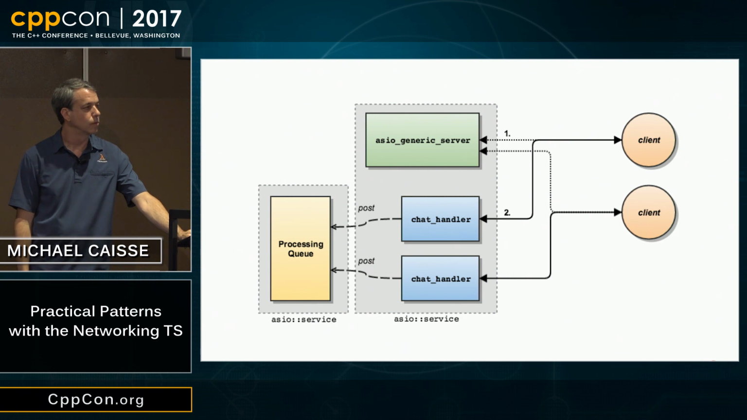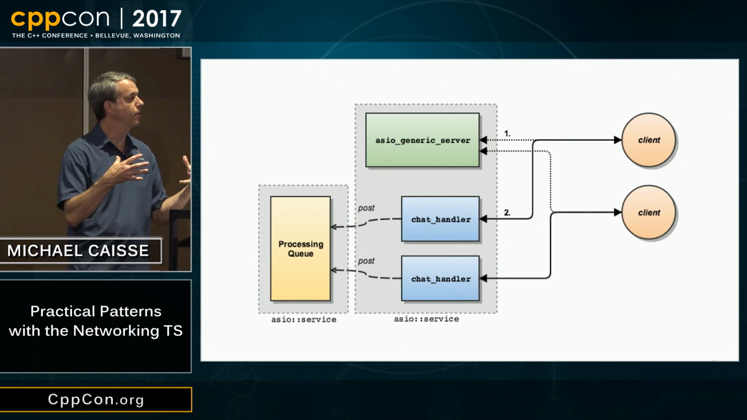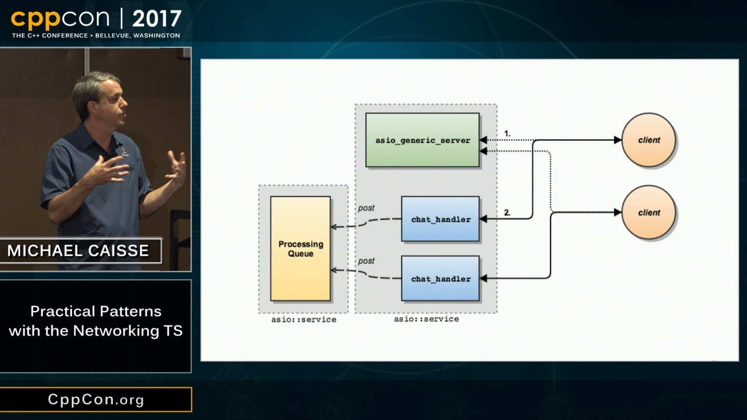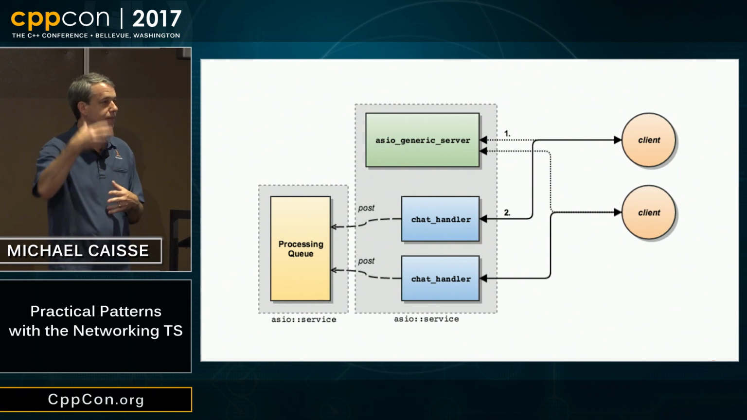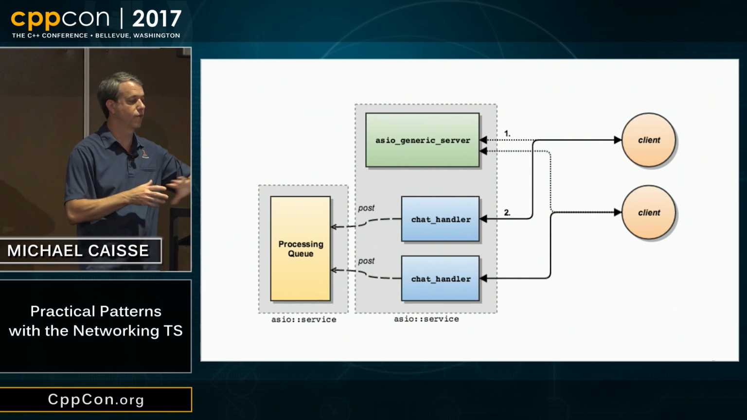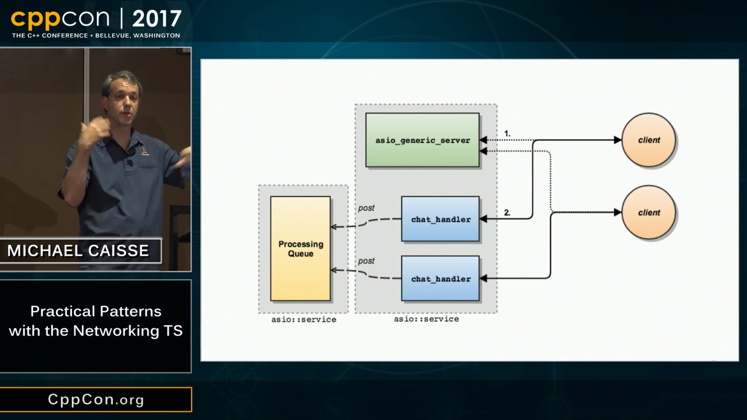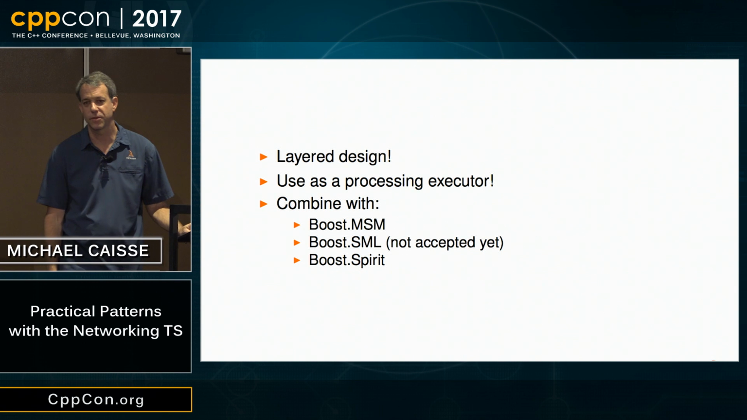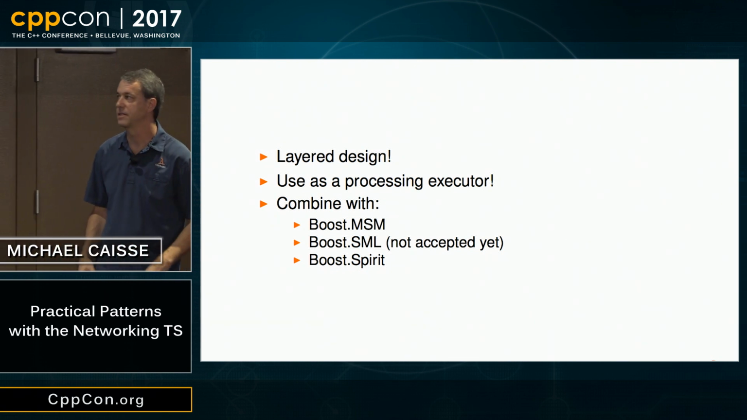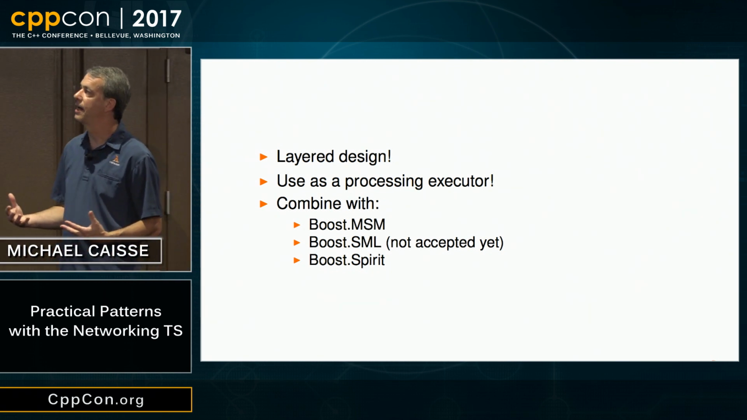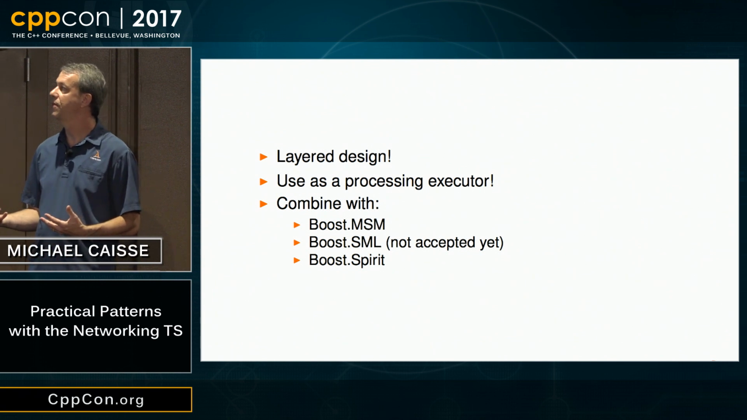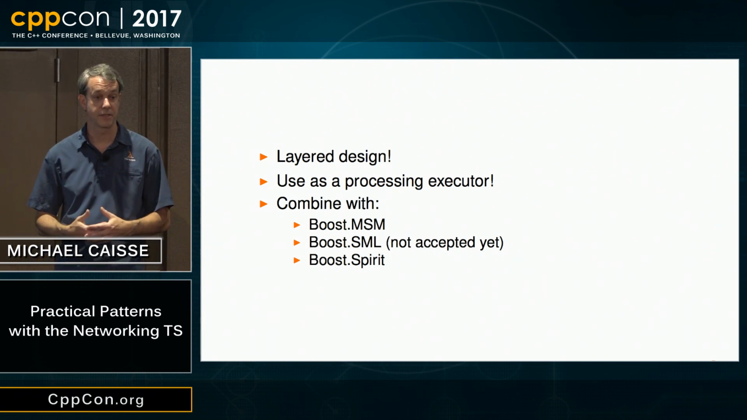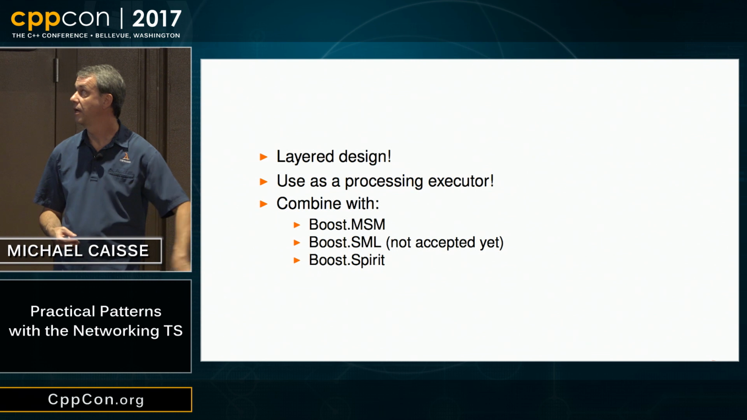Okay, when we're assembling these things and putting them together, we want to start decoupling our services. So we want to decouple the fact that we are receiving the communication from the processing of the communication. There are a variety of different ways to do these layered designs and to decouple them. We can use the executor as a processing executor. We can give it work to do.